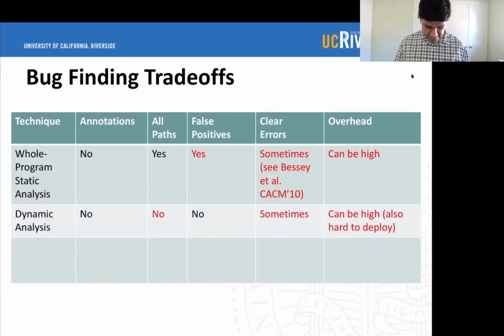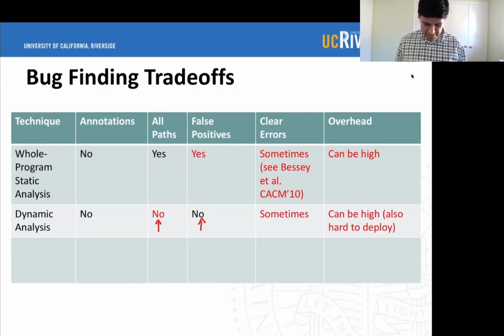And the key advantage of dynamic analysis is that you don't get false positives, because we've executed the program and we've observed the bug actually occurring. But there are downsides to dynamic analysis. So you're not covering all the paths. Fundamentally, you're going to have this issue that you might miss bugs because you didn't have the right inputs to expose them to your analysis.